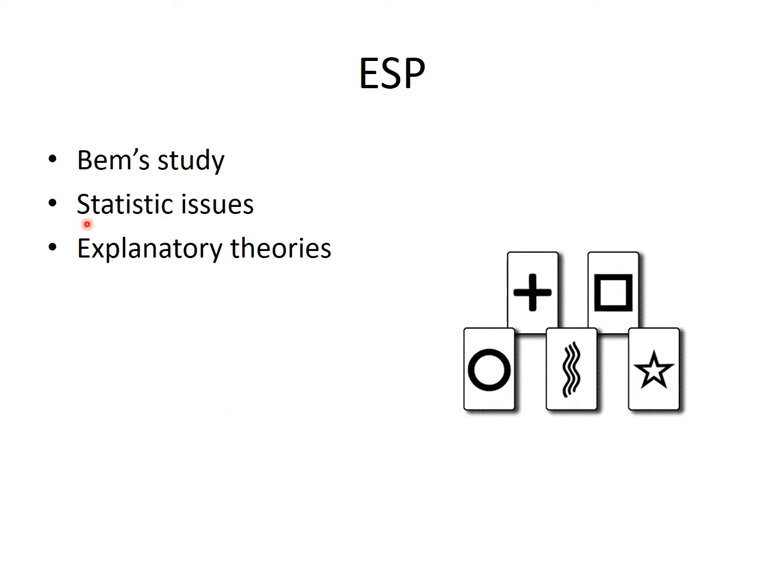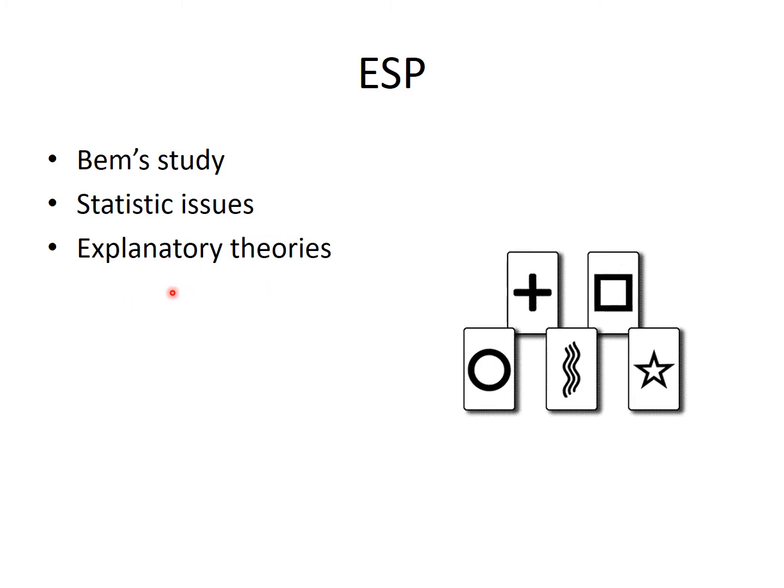ESP, the Bem study. He looked at erotica, and men could basically know where the erotica was going to appear on the computer screen 53% of the time, as opposed to it should be just 50-50. But even though that 3% is there, that's a big change. That's a big change between 50 and 53. So it seems like nothing, but statistically, it's quite something. Statistics are kind of interesting. You can do some things with them that may or may not be applicable, but nevertheless, this is what we use. And how do you explain ESP?